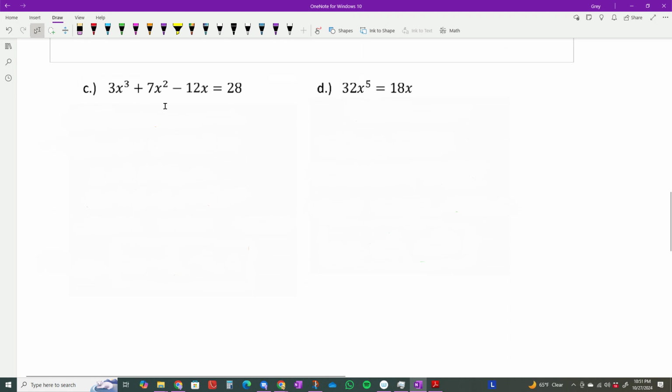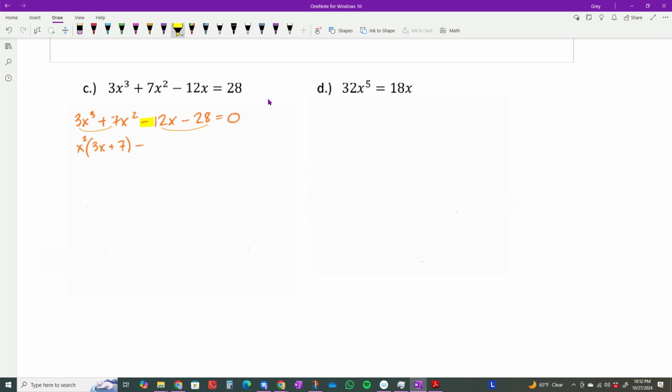3x cubed plus 7x squared minus 12x equals 28. First and foremost, from the very beginning, you got to have 0 on one side. So I've got to subtract that 28. And this time, I'm going to group them, 2 and 2. Okay? So I'm looking for what's in common with the first 2 terms, and that, of course, is x squared. Take an x squared out of 3x cubed, and you're left with 3x plus 7. I've told you that you always carry this sign down, so I'm going to have a minus.